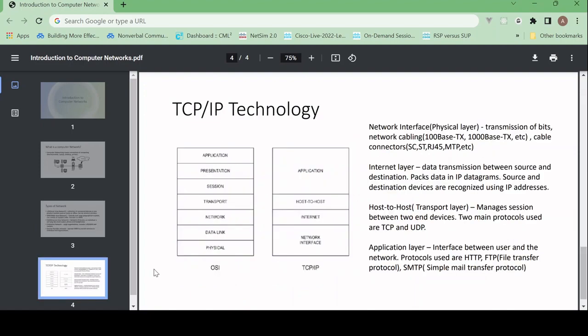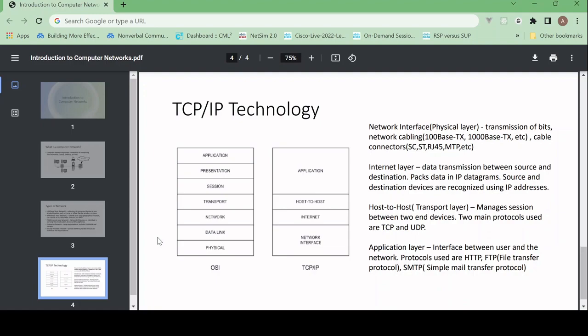Now, one of the main concepts in computer networks is the OSI model and the TCP/IP model. Okay. So the OSI model is a 7-layer model, which is physical, data link, network, transport, session, presentation, and application. But in most scenarios today, TCP/IP technology is used. So we'll discuss TCP/IP in greater detail. Okay. So TCP/IP consists of 4 layers: network interface layer, internet layer, host-to-host layer, and application layer.